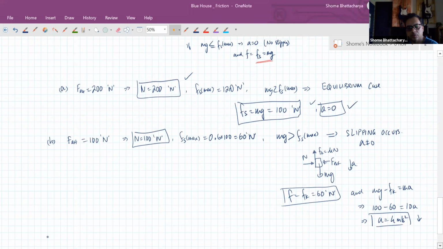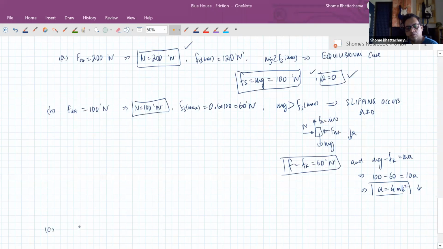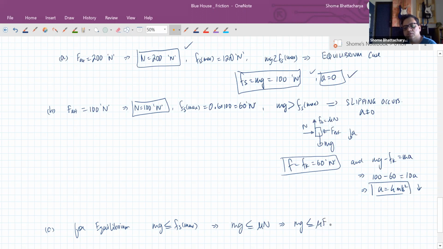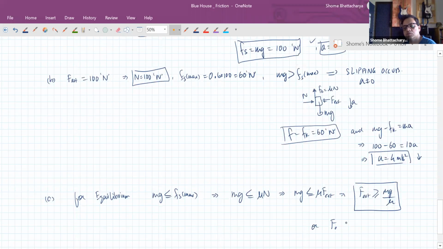Now, say C part, for equilibrium, mg should be less than equal to maximum friction. In other words, mg should be less than equal to mu into N, which means mg should be less than equal to mu into F external. So the condition on F external is that it should be greater than equal to mg upon mu, okay, or should be greater than equal to 100 by 0.6.